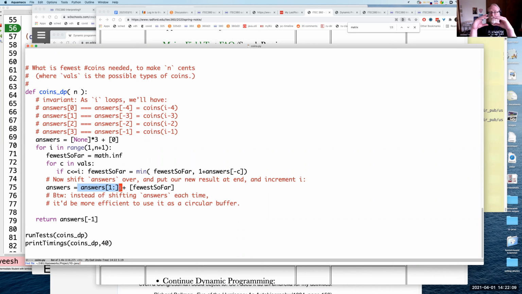So I have this array of size 4. Take from index 1 onward, grab that, make that the new start of my array, and then append it to an array of size 1 that contains my new number, fewest so far. You don't need to understand the Python aspect of that, but I don't know, the Python designers made it read pretty easy once you get this idea down. So this little getting to use negative indices and this array slice works out okay.